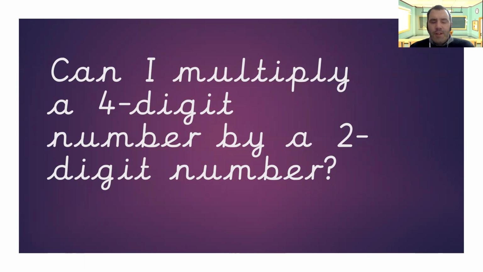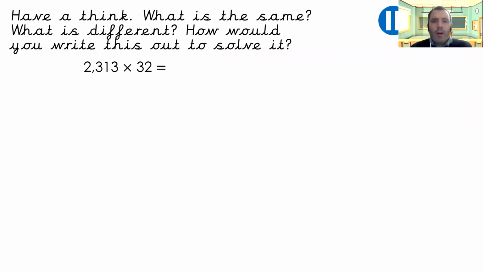We started off this set of lessons multiplying a 2-digit number by a 1-digit number. We've worked through and we're now going to today look at multiplying a 4-digit number by a 2-digit number. So let's have a look at a calculation that we've got to work out. Have a think. What's the same? What's different? Have a go at writing it out so we're ready to solve it. I'm not asking you to solve it just yet, just write it out.